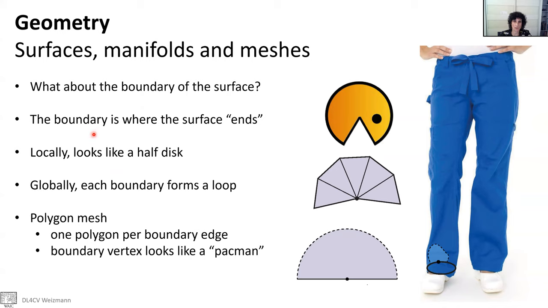The boundary is where the surface ends, like this. From a local point of view, we have a half disk. From a global point of view, we form a loop, like this. In the polygon mesh, we have one polygon per boundary edge, like here. And the vertex on the boundary looks like a Pac-Man. This is very heuristic, just to give you some idea.